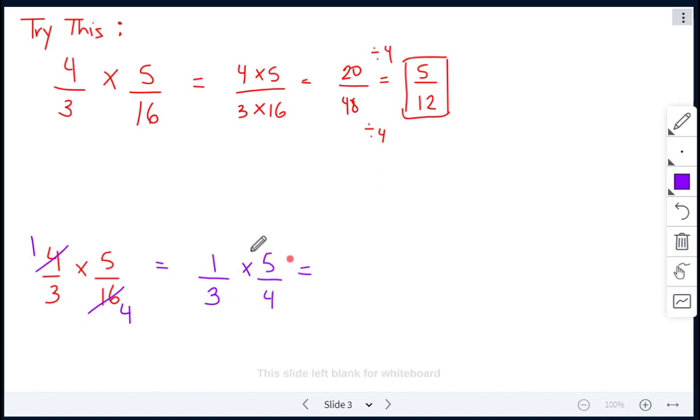Now we just multiply the numerators together. 1 times 5 is 5. Multiply the denominators together. 3 times 4 is 12. All right, either way, we still end up with the same answer.